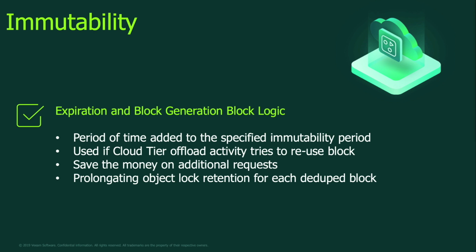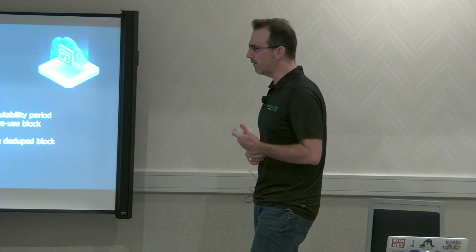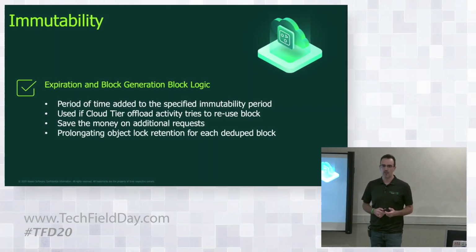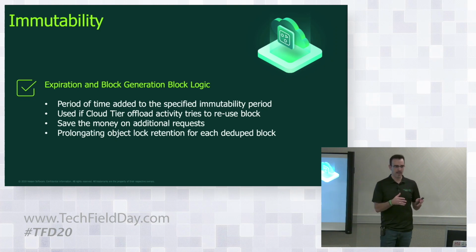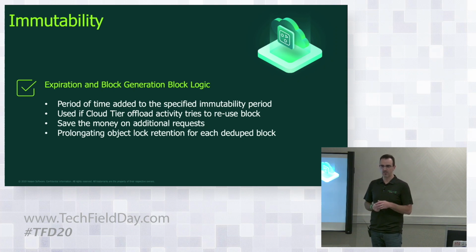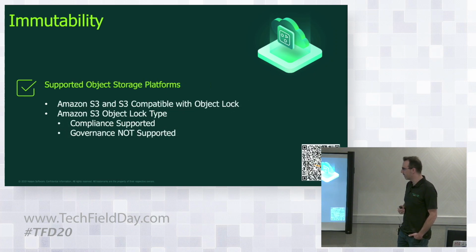So again, saving on upload is what we're really thinking about here. It effectively prolongs the object lock retention for a particular object and makes that reusable, okay? Because again, we're sharing the block data between different backup sets. We don't want to keep on uploading that same block and have the same version of it immutable, but multiple copies of that. So it's just a way to be smart about the way that we're actually doing it.